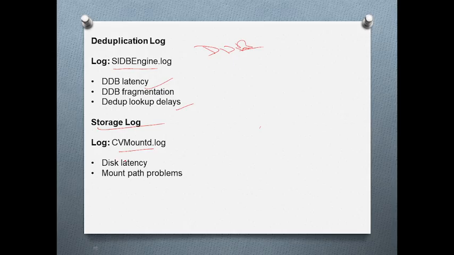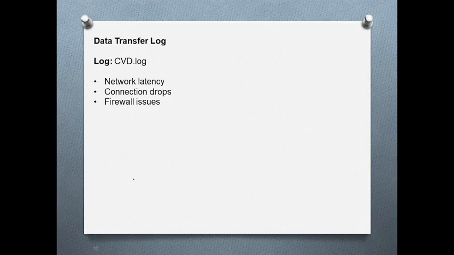Storage log, cvmount.log. Here you can easily find out the disk latency, mount path problems. In mount path problems, generally it's the connectivity issue. Got it? Let's jump to the next slide.